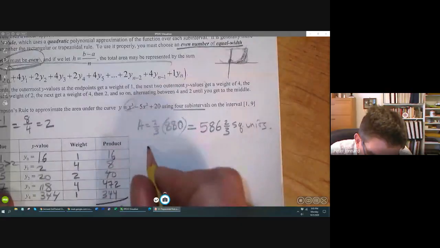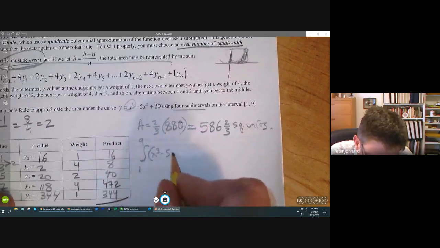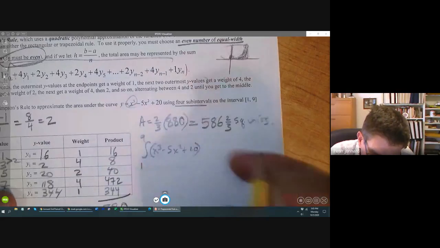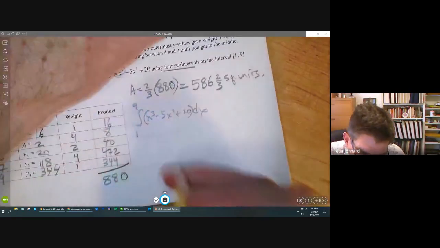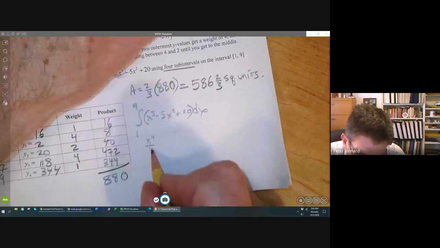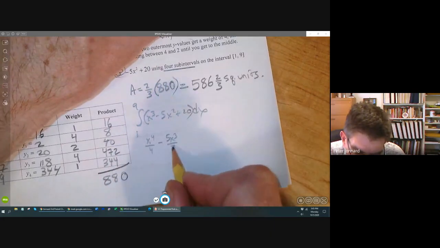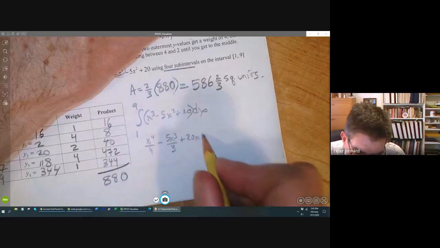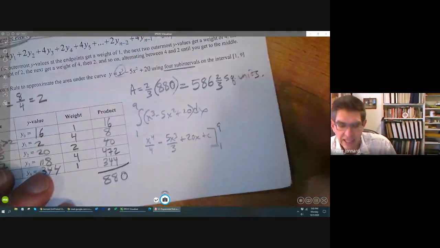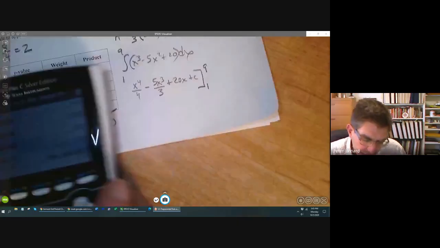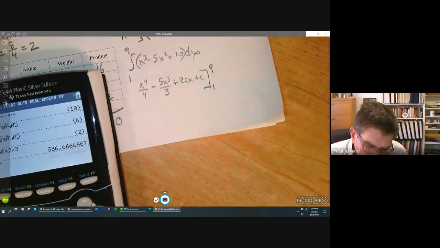And so if I actually do the integral from 1 to 9 of x cubed minus 5x squared plus 20 with respect to x, I multiply everything by dx. If I integrate this, I get x to the 4th over 4 minus, what would this be? 5x cubed over 3 plus 20x plus c, evaluated at 1 and 9, and actually work that thing out. You'll see what ends up happening. So I have 9 to the 4th power.